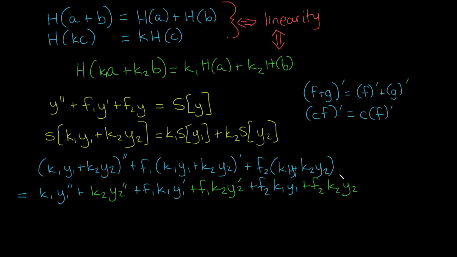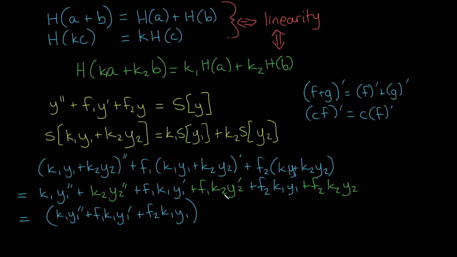And I hope that my color coding has made this more clear. We have 3 terms in blue, 3 terms in green. And what's the difference? Green has y2 and blue has y1. If we simply group the terms, what we arrive at is that this, which remember equaled s of k1 y1 plus k2 y2, this grouping, the blue, is k1 y1 double prime plus k1 y1 prime times f1, so f1 k1 y1 prime, plus f2 k1 y1.